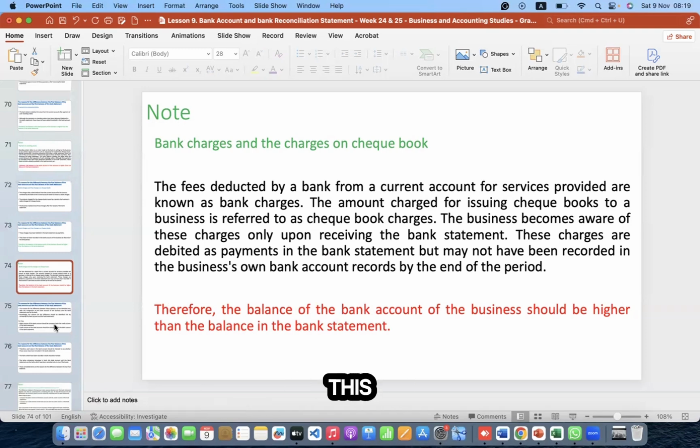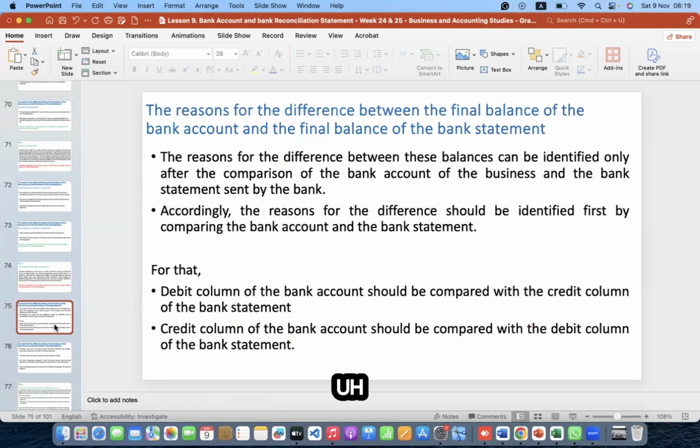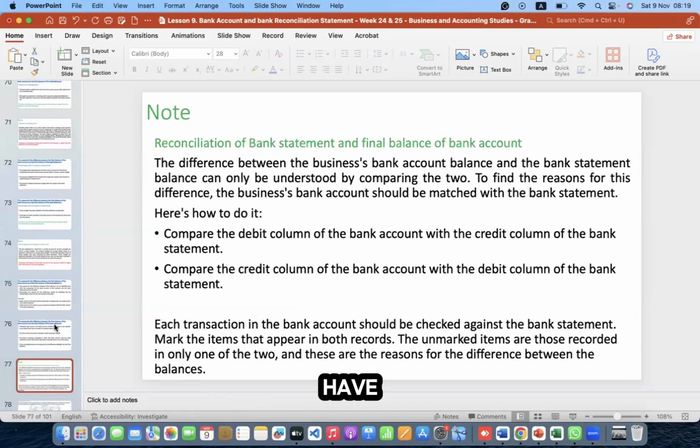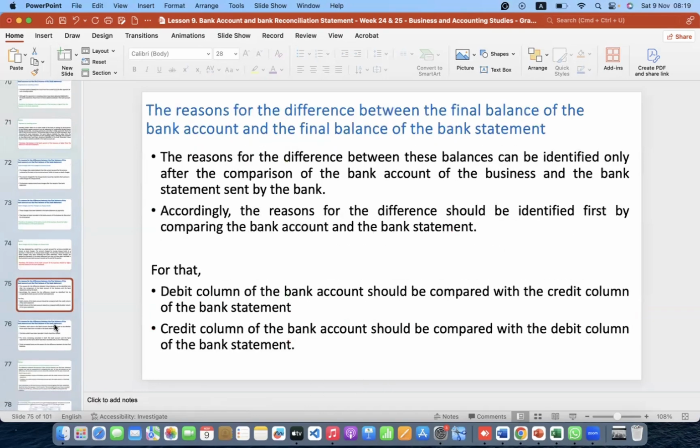So you can write this out. We have about 2 slides. Let's look at what is inside. The reasons for the difference between these balances can be identified only after the comparison of the bank account of the business and the bank statement sent by the bank. Accordingly, reasons for the difference should be identified first by comparing the bank account and the bank statement.